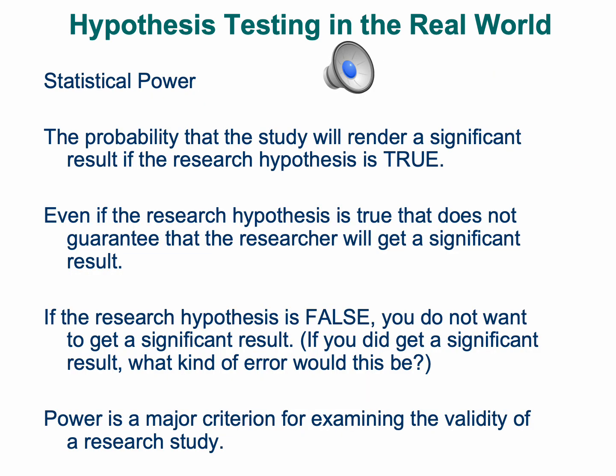Okay, the next concept in this section is statistical power. This is an interesting name for something. I'm not sure what the word power really has to do with anything, but it's a good name for identifying this. The statistical power is the probability that a study will render a significant result if the research hypothesis is true. Now, you should etch that in your brain. It's very easy to ask a test item about that on the midterm or the final. It's the probability that your study will render a significant result if the research hypothesis is true.